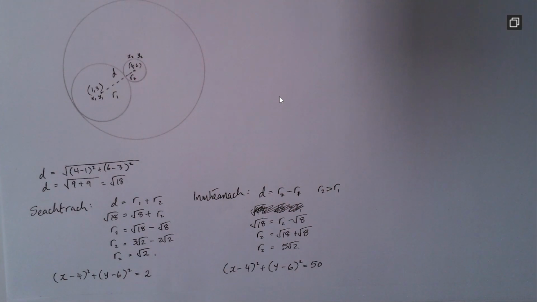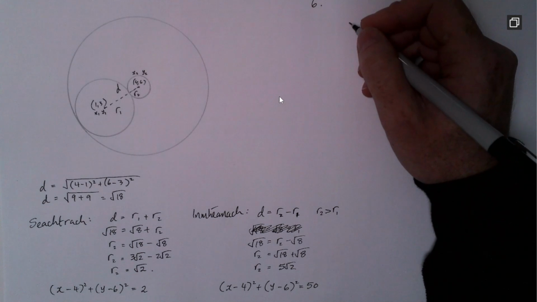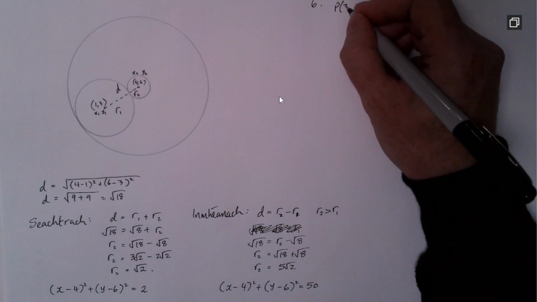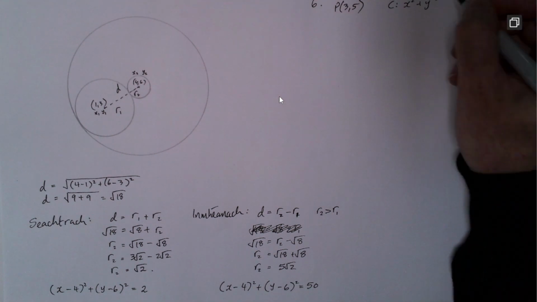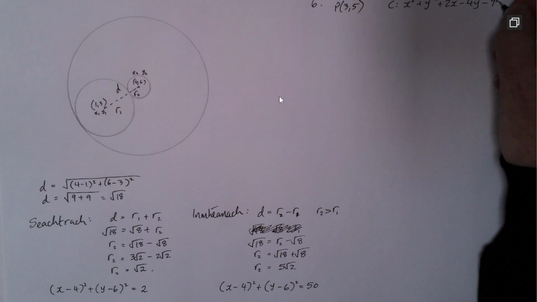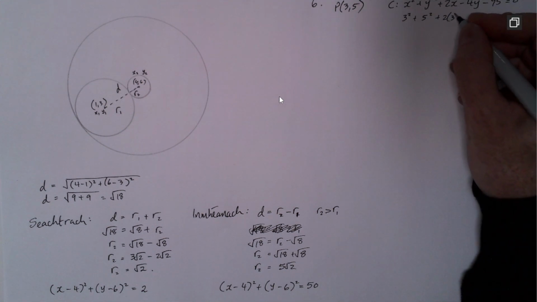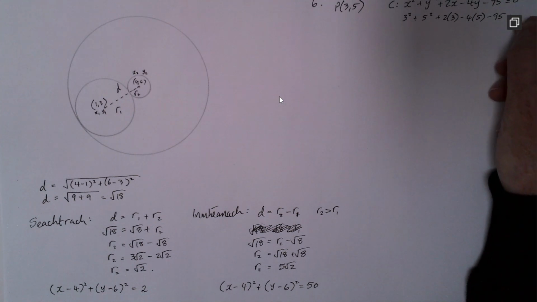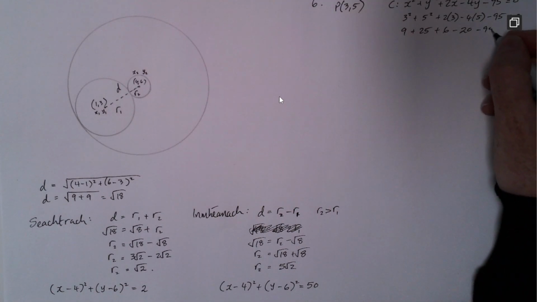Now, verify that the point P(3, 5) lies on the circle C. So x squared plus y squared plus 2gx minus 2fy minus c equals 0. Substituting: 3 squared plus 5 squared plus 2 times 3 minus k times 5 minus c equals 0, which simplifies to the final equation equal to 0.